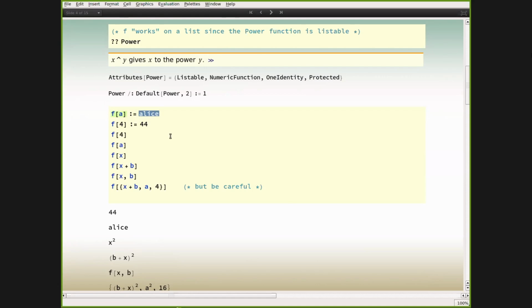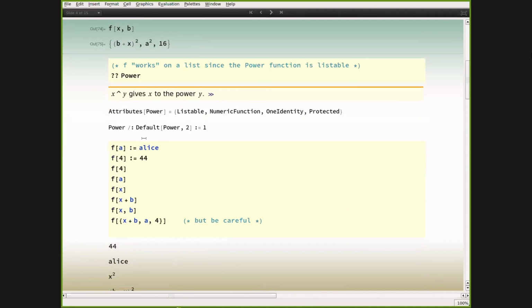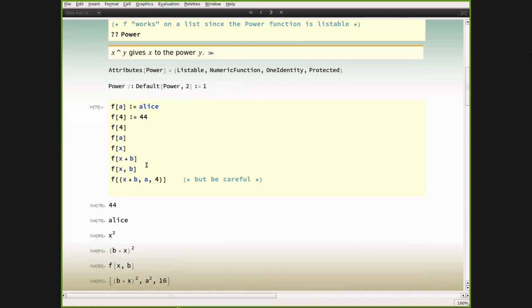What is Alice? Just a symbolic value. You see, it is printed in blue in my Mathematica interface, which means that this is not defined. Actually my function f is also printed in blue because I haven't computed this line. But if I compute it, you will see that f will turn black, but Alice will stay blue since it's not defined.